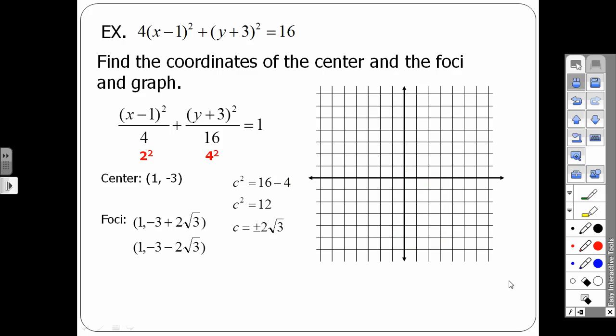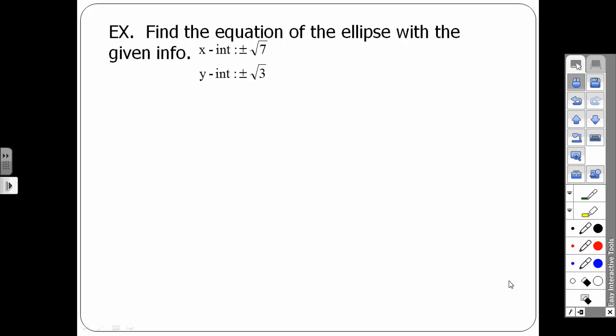Okay, so let's see, one last thing. They ask you to find the equation of the ellipse with the given information, and that is that the x-intercepts are plus or minus root 7, and the y-intercepts are plus or minus root 3. Well, that implies that the center is going to be at the origin. So we know that the equation for the ellipse is going to look something like this, where we have to fill in our denominators ourselves, right? So we know it's going to be an x squared plus a y squared. It's going to equal 1. We just need to figure out what goes underneath the x squared, what goes underneath the y squared.